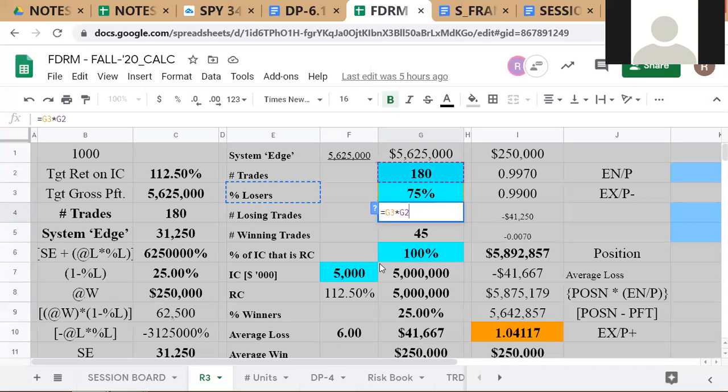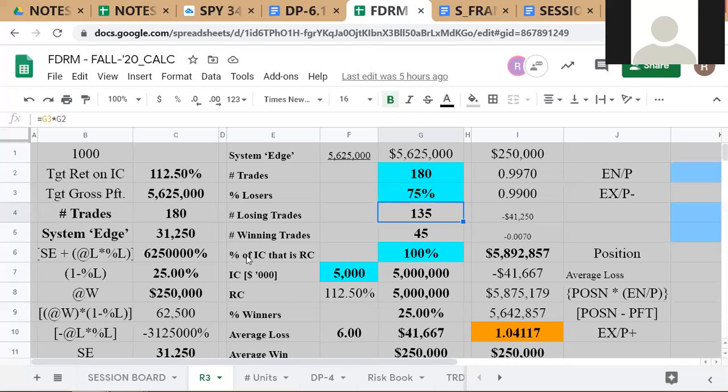Why is it showing E3? Okay, that's just a copy that I did. Yeah, so it is this into this. G3 into G2. 75% of 180. So you have 135 losing trades. You can figure out the number of winning trades, and you can also figure out the percentage winners is 25. And this is also something you specified.